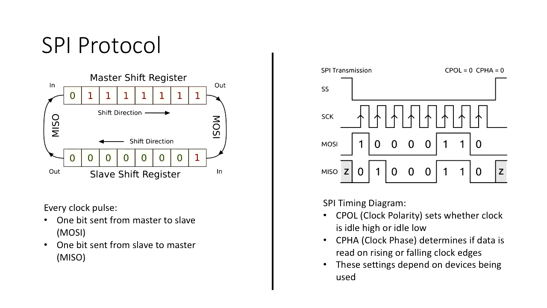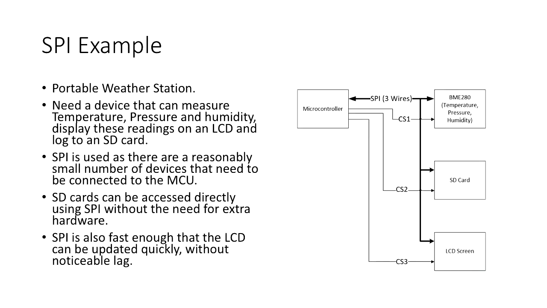Then the question is, which slave? Then the master will select it. That's the reason for the select pin. Example: this is what I want to show.